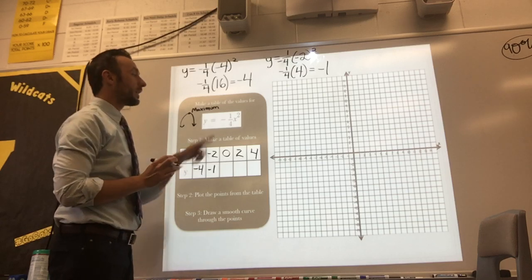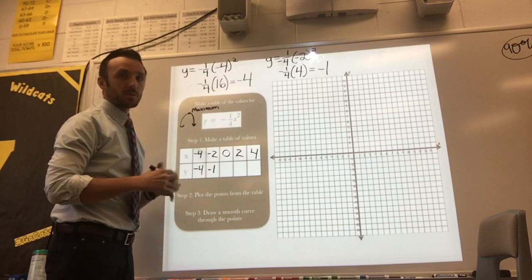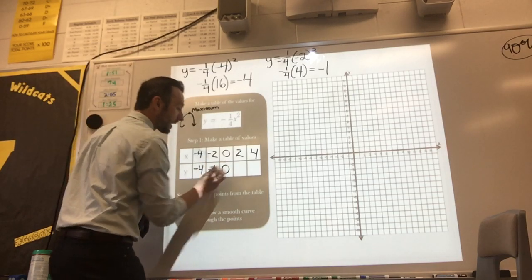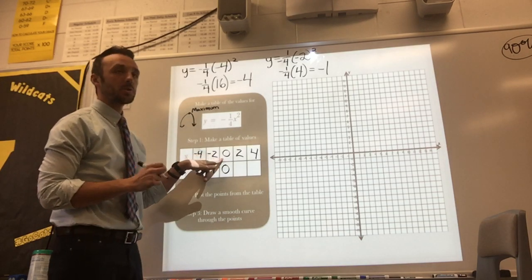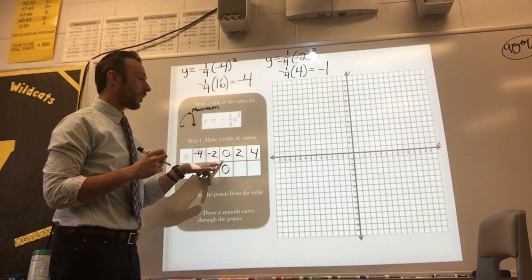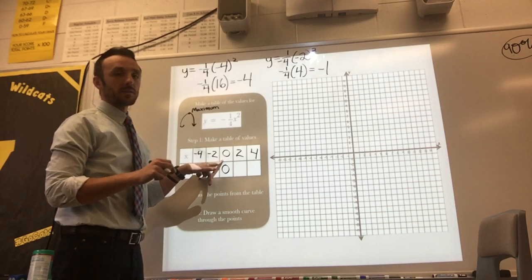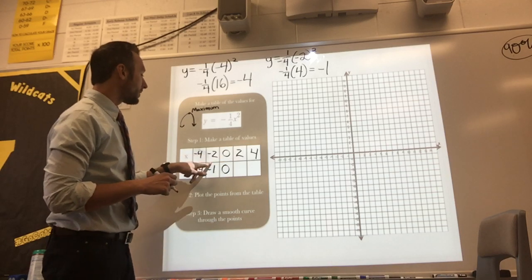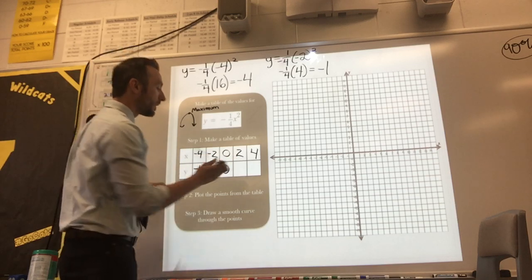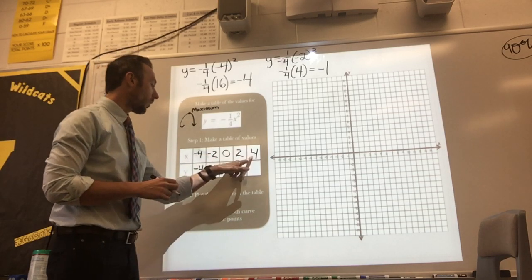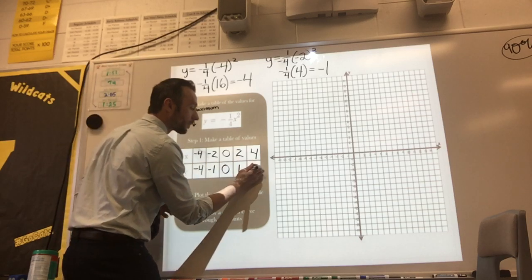If I plug 0 in and I square it, 0 squared is 0. 0 times a negative 1/4 would just be 0. And that is our vertex once again, where our x value is 0. That will be where our vertex is. So this will have a vertex of 0, 0. Step 2, well, if negative 2 was negative 1, positive 2 would be positive 1. And if negative 4 was negative 4, then 4 would be negative 4.